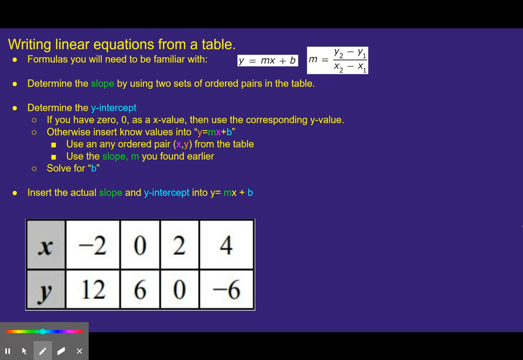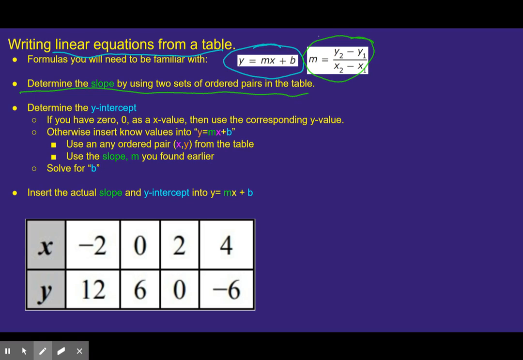So now that you have this equation here, the goal is to write a linear equation from a table. That's to use this formula right here. The way you're going to start is by determining the slope using the slope formula. You can pick any 2 points. I'm just going to pick this one as point 1 and that one as point 2. We're going to go ahead and set this up.